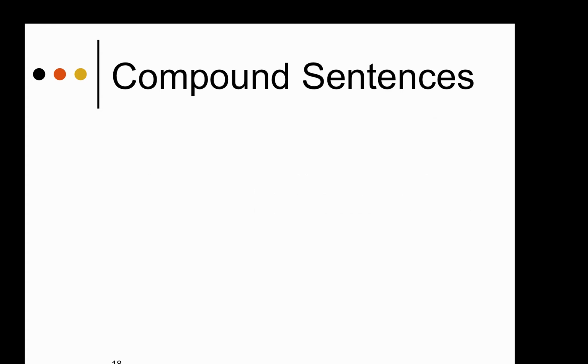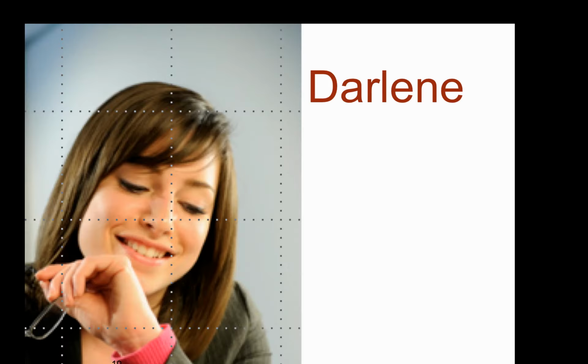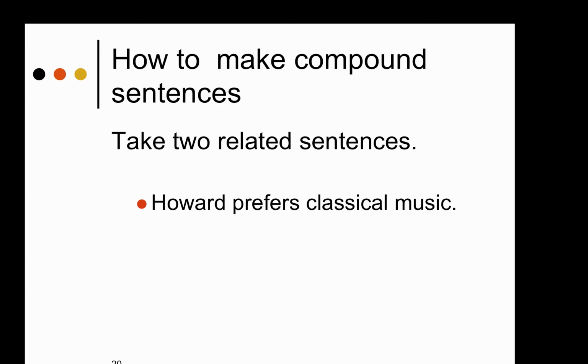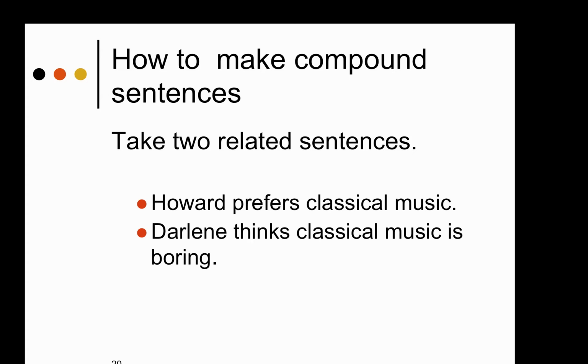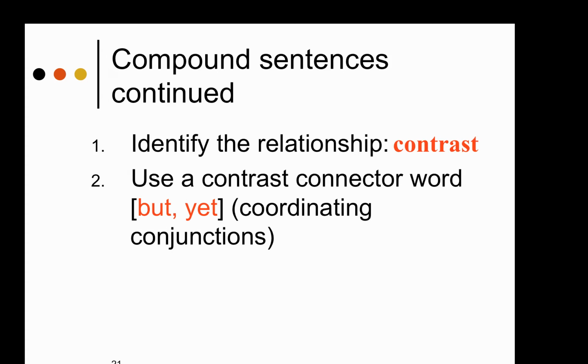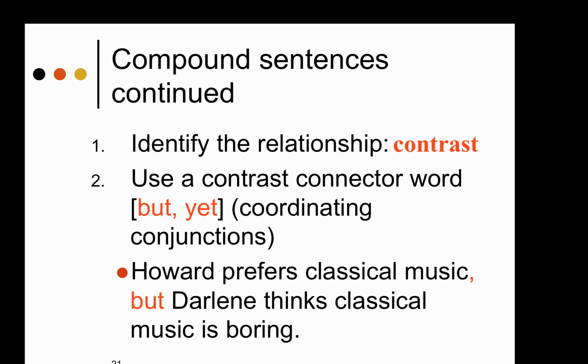Now let's talk about combining compound sentences. And we'll introduce Darlene here. We're going to make compound sentences by taking two related sentences. Howard prefers classical music, and Darlene thinks classical music is boring. So first we identify the relationship. It's a contrast. In this, we need a contrast connector word. We have coordinating conjunctions, but or yet. So Howard prefers classical music, but Darlene thinks classical music is boring.